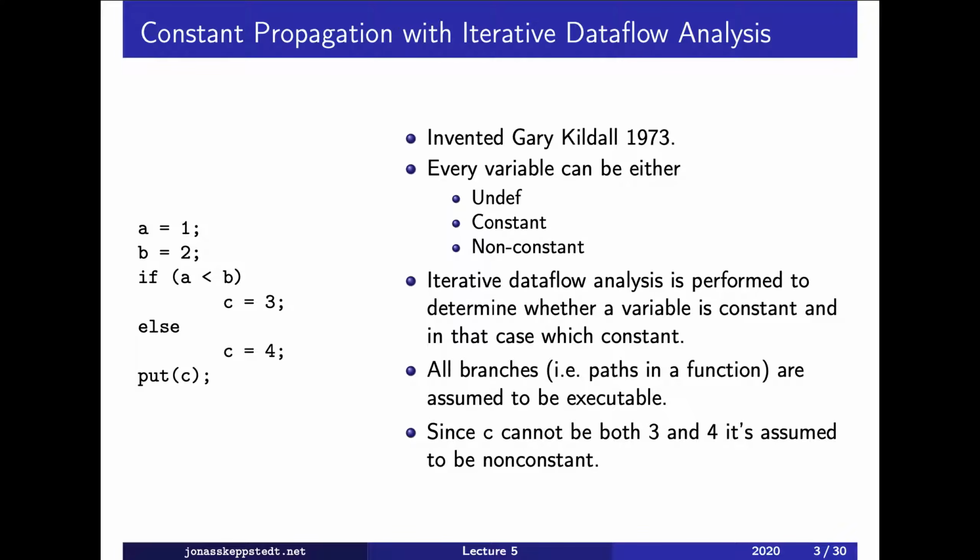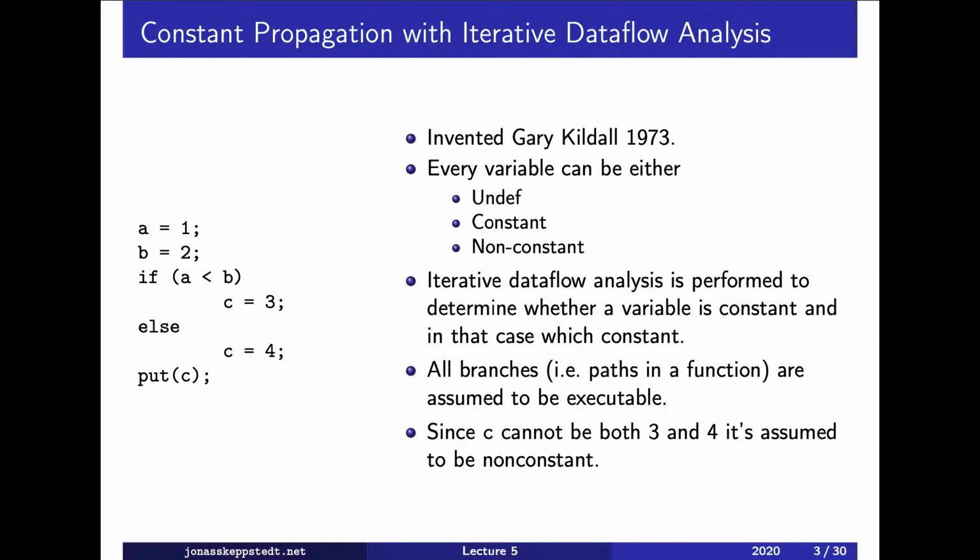Before SSA form, there was an algorithm invented in 1973, which is quite powerful, but not as powerful as the one on SSA form. Every variable can have 3 different states, so to speak, lattice values. Undefined, then we don't know the value. Constant, it's a known constant, or non-constant, we know it's not a constant. Then we perform iterative data flow analysis and propagate the information as much as we can.